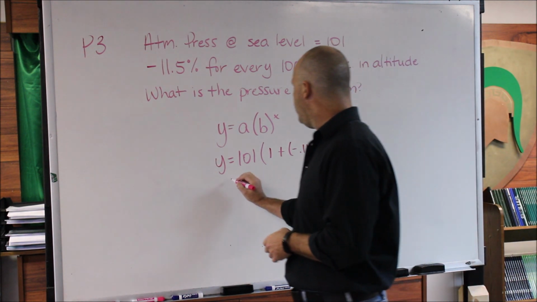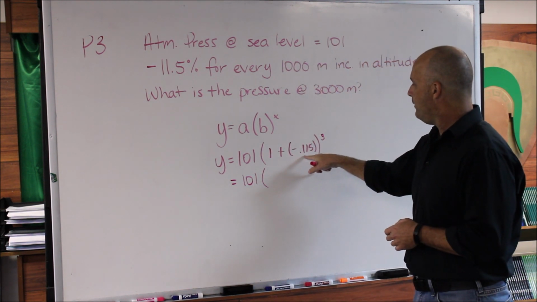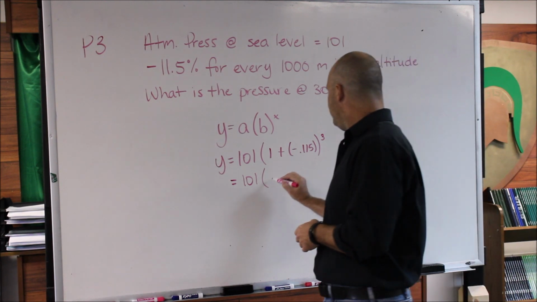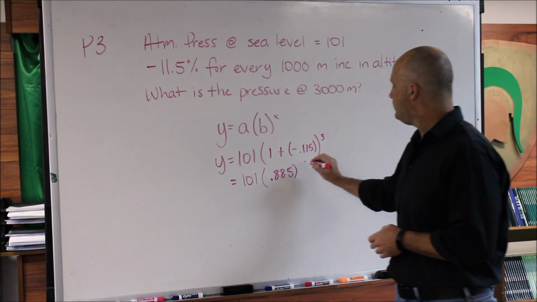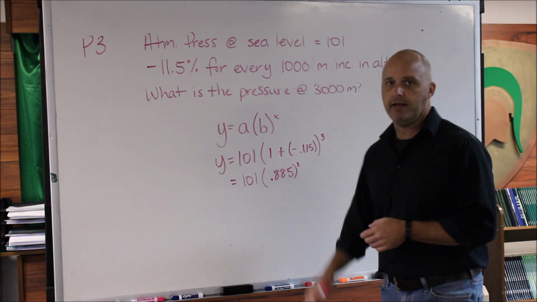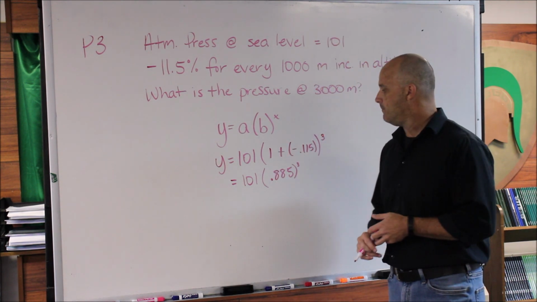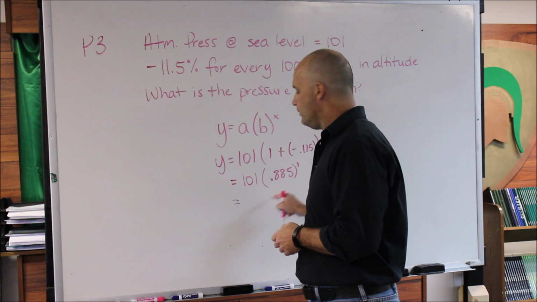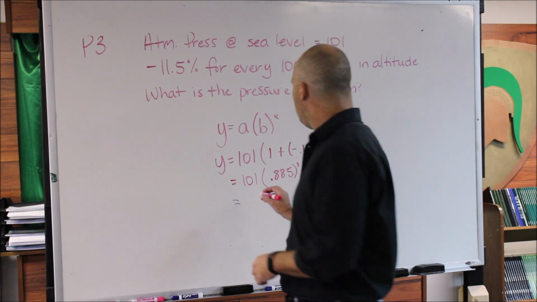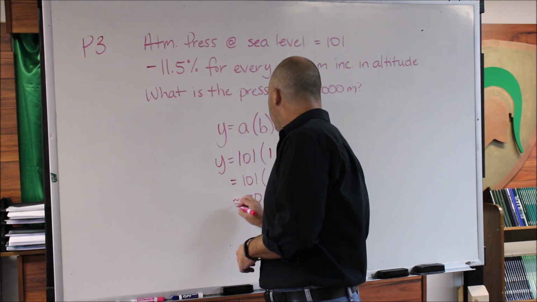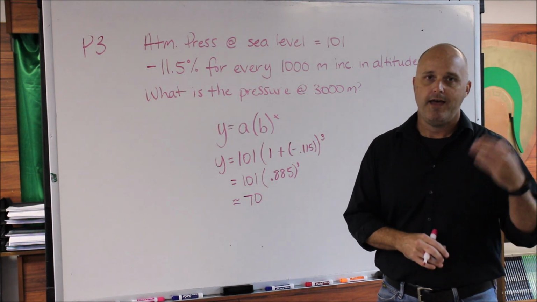Now, we just need to go ahead and simplify this down a little bit. 1 plus negative 0.115, well, that should be 0.885. And what we're going to see here is that we're going to have a decay rate because this right here is less than 1. So you're going to go ahead and plug this into your calculator and you're going to get approximately 70. So once you go up to 3,000 meters, you're going to have approximately 70 kilopascals of atmospheric pressure at that elevation.